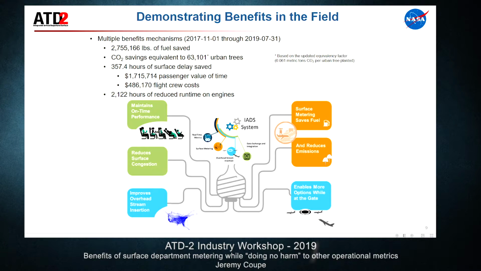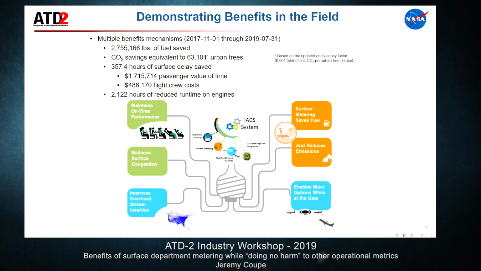So I think not only are we having this positive impact here for the operators where we're reducing fuel, but that directly translates into benefits to the environment, which we're really excited about. This 357 hours of delay saved by renegotiating for earlier slots in the overhead stream, like I said, is one of the few that you can think about trying to monetize, because now those operators really do have less block time. That 357 hours of delay is equivalent to $1.7 million in passenger value of time and pretty close to $500,000 in flight crew costs.